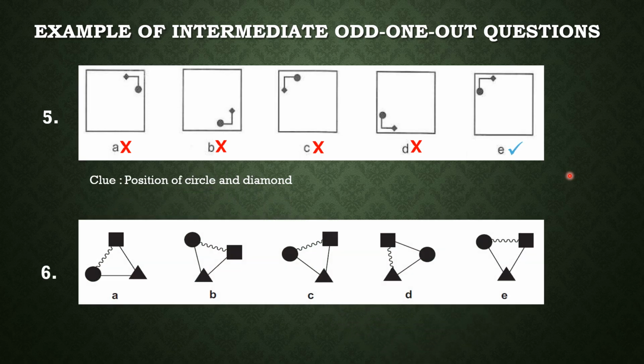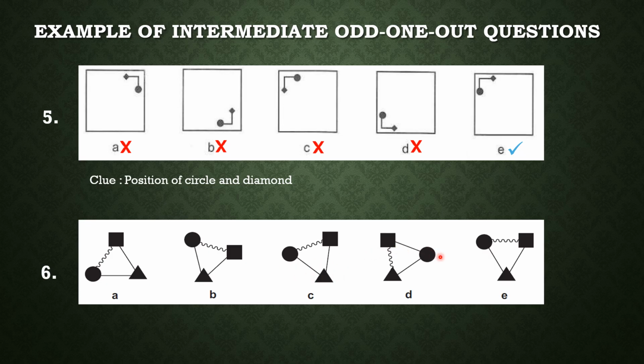Now let's have a look at another example. So in this particular example, we can see all shapes are connected and they are following a specific pattern. So first is, let's say, a square, then triangle, and then circle in a clockwise direction.